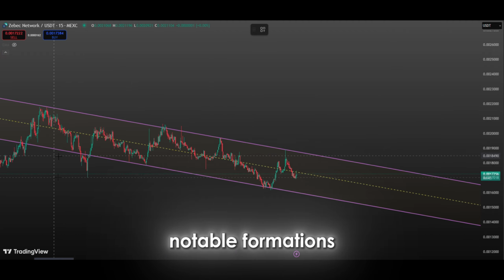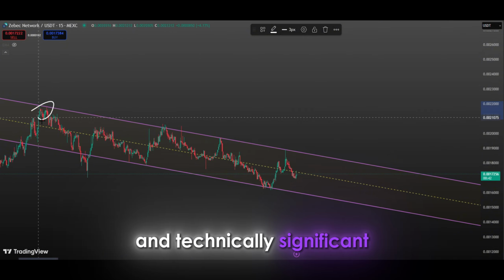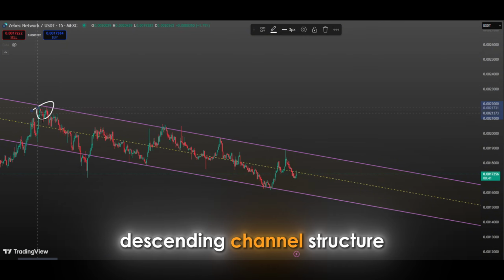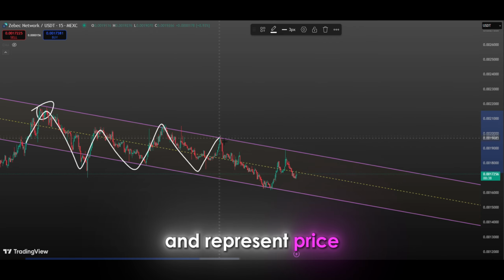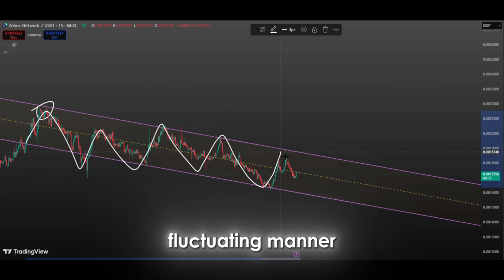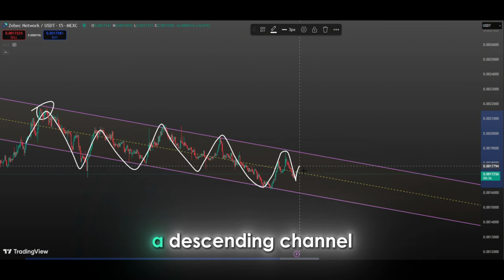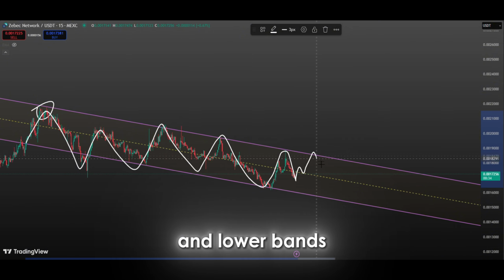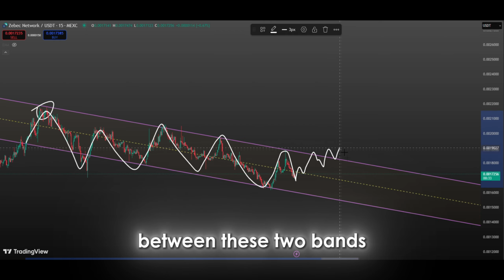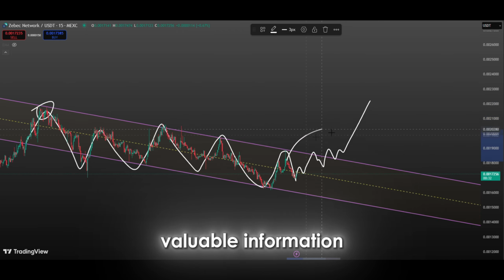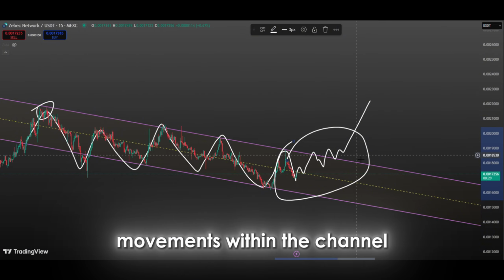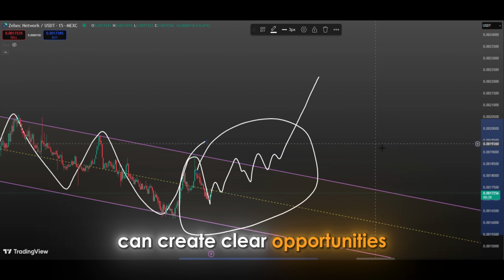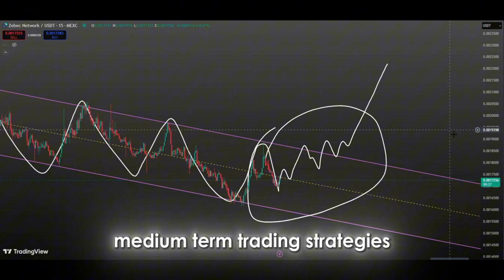One of the notable formations on the chart is a clearly defined and technically significant descending channel structure. These types of patterns are typically seen during downtrends and represent price moving in a fluctuating manner within a specific range. A descending channel consists of upper and lower bands, and price oscillates between these two bands. This structure provides valuable information for both technical analysts and investors, as movements within the channel can create clear opportunities for short and medium-term trading strategies.